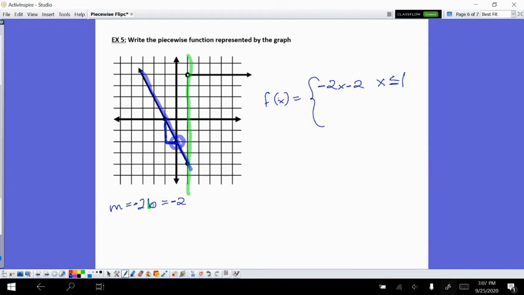Now our next line, which I will highlight in red, is just a horizontal line. So that's really easy to write. It is simply a number, and that number is 4. Y equals 4. That is only to the right of our transition value, and there's an open circle, so we say x greater than 1.